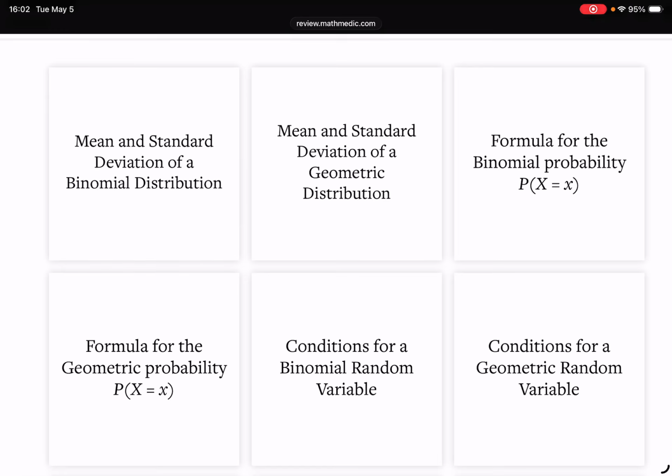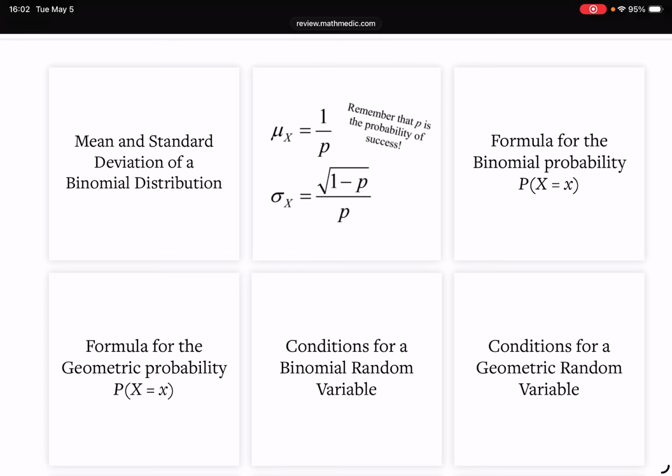Mean and standard deviation of a geometric distribution. So the mean, mu of x, is equal to 1 over p, and the standard deviation, sigma of x, is equal to the square root of 1 minus p over p. These are the probability of success. Again, if you go onto Desmos, go to add an inference, and you look at the probability distributions, go down to geometric, you'll be able to use that to solve that probability.